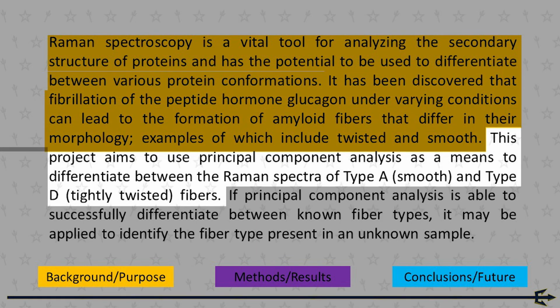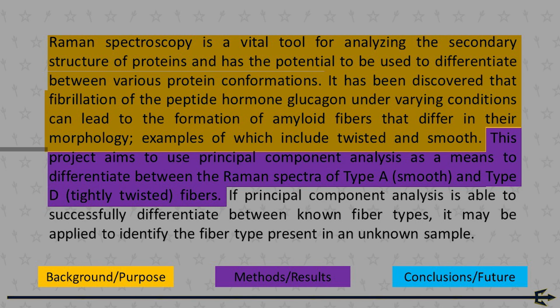This project aims to use principal component analysis as a means to differentiate between the Raman spectra of type A, smooth, and type D, tightly twisted fibers. Next, I state exactly how I plan to do this using principal component analysis. This is a method sentence. Because this project is just being started, there are no results yet, which is okay.